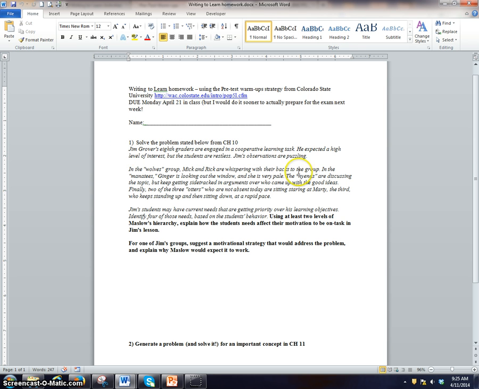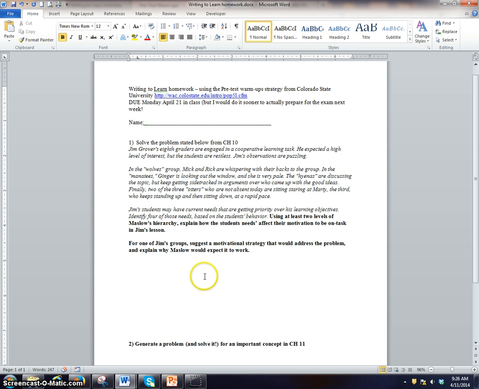So take a minute to read the problem, and then notice what you're asked to do is in bold. So you're going to use at least 2 levels of Maslow's hierarchy, explain how the students' needs affect their motivation to be on task in Jim's lesson. And for one of Jim's groups, you're going to suggest a motivational strategy that would address the problem and explain why Maslow would expect it to work. So notice how you set the problem. Your problem is asking for a solution, but also uses the content from that chapter.